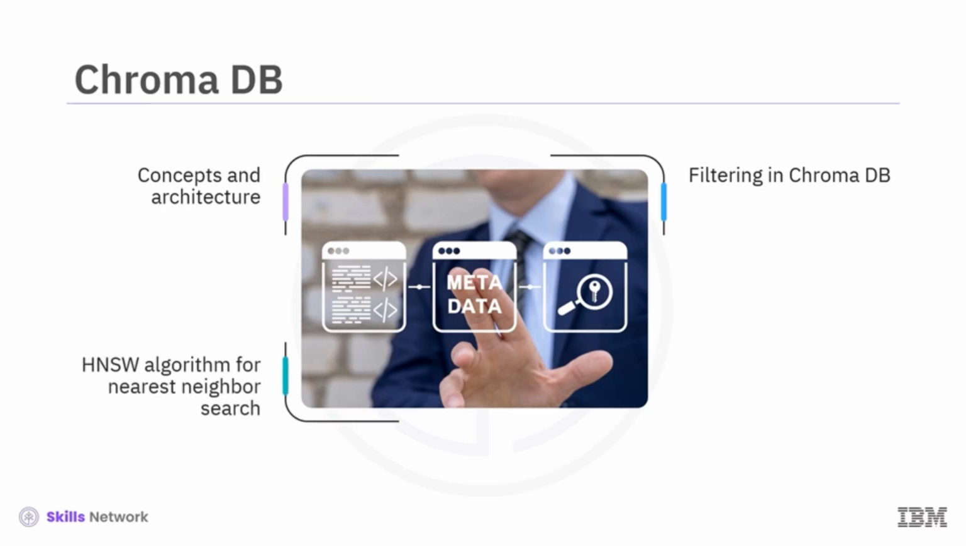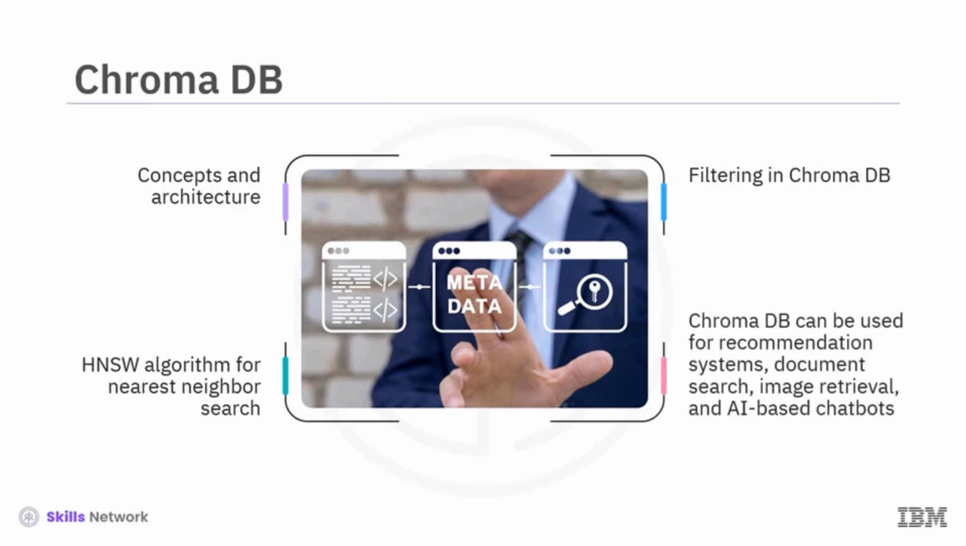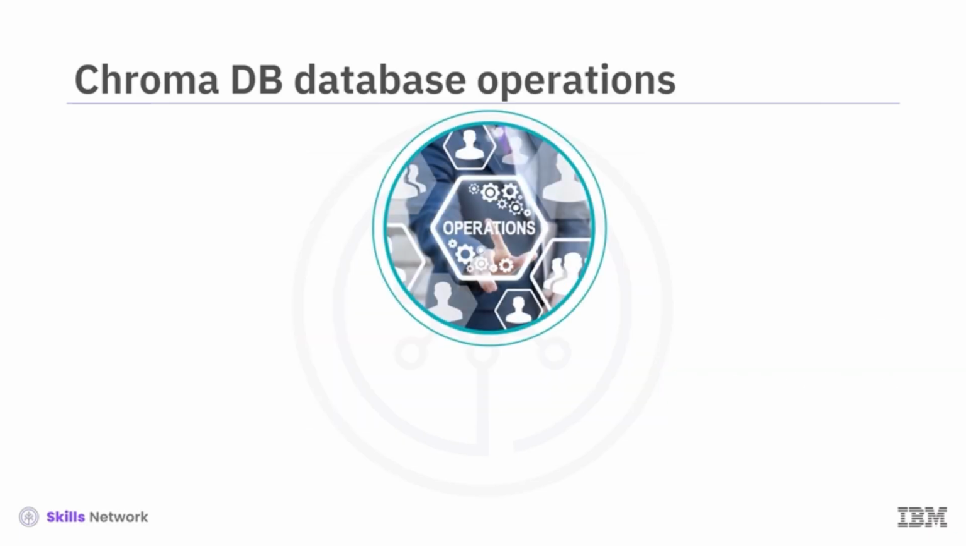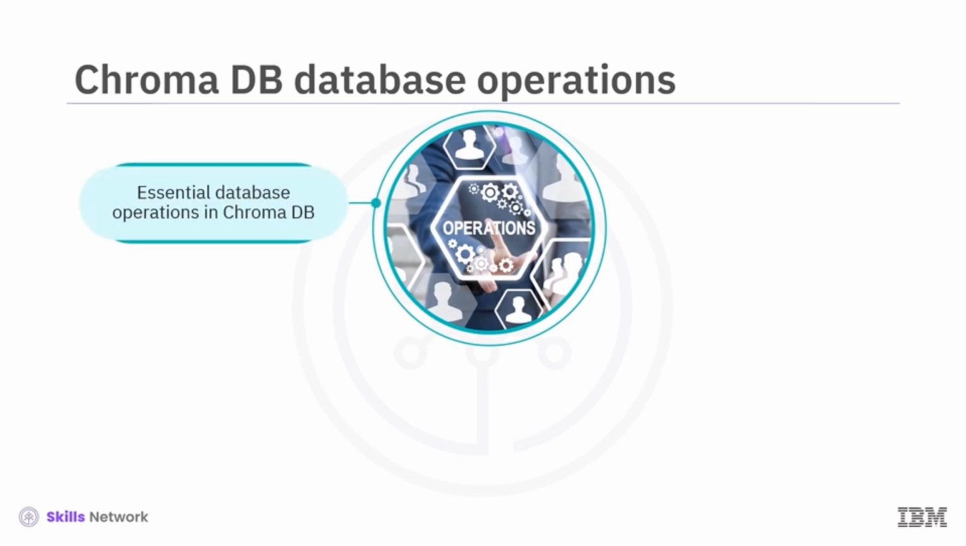ChromaDB uses the HNSW advanced algorithm for approximate nearest neighbor search, which efficiently finds the approximately closest chunks to a query within a collection. ChromaDB is suitable for a wide range of applications, including recommender systems, document search, image retrieval, and AI-based chatbots. ChromaDB operations form the foundation for building intelligent, vector-based applications.